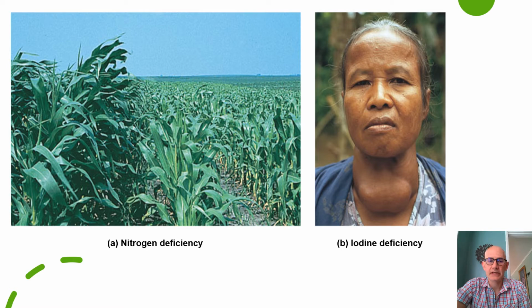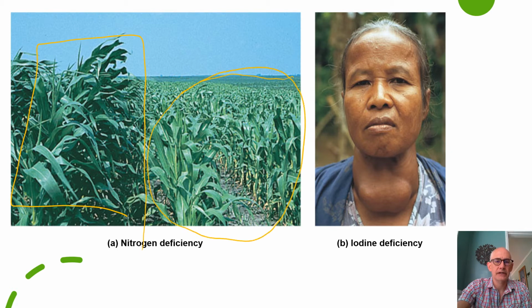Okay, so what we see here are two examples of nutrient deficiency. Over here, we see that we have corn. We have this corn right here that is nice and tall and very dark green, and this corn over here, which is a lighter green and a little bit shorter. That's because the corn here has plenty of nitrogen, and therefore it can make more chlorophyll, which can allow it to photosynthesize more and therefore grow bigger.